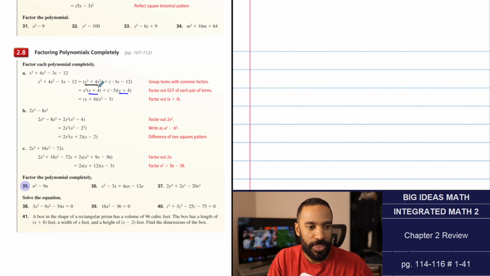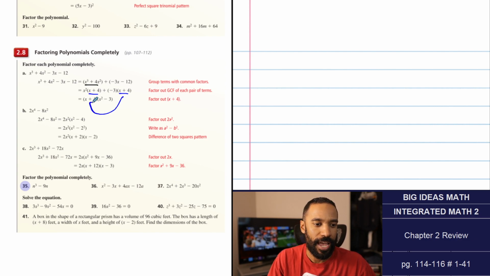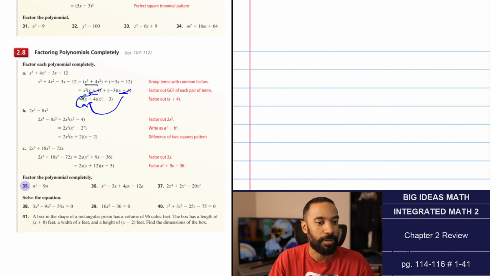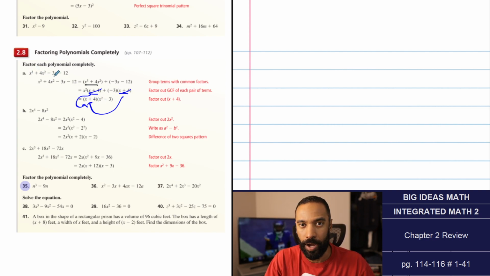And when you factor that actual x plus 4 quantity, and I do it in my 2.8 video, so I'm not going to talk about it more, but if you factor x plus 4 out of both of those sets, you'll notice that part can go away here, and you'll be left with x squared minus 3 in the other portion of this. And that is the complete factorization of this cubic quadrinomial.